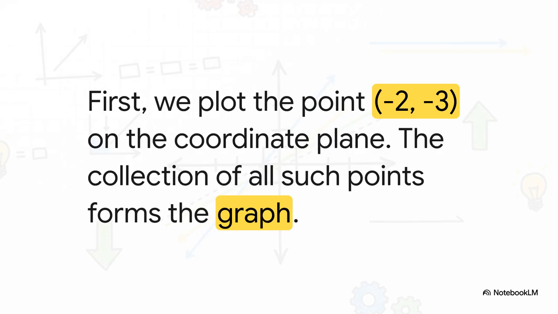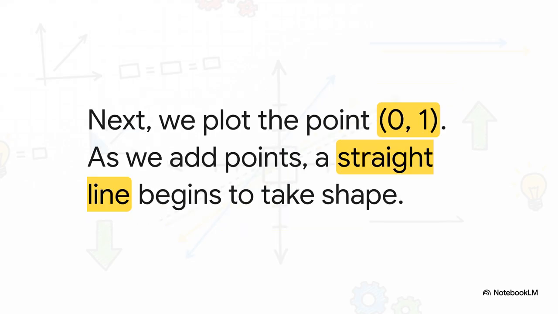Okay, grab that first treasure point, -2, -3. Remember how coordinates work? The first number tells you to go side to side, and the second one tells you to go up or down. So, starting from the very center, -2 means we go 2 steps to the left. Then, -3 means we go 3 steps down. And boom, we plant our first dot right there. Awesome. Next up, our second point, which is 0, 1. So back to the center we go.